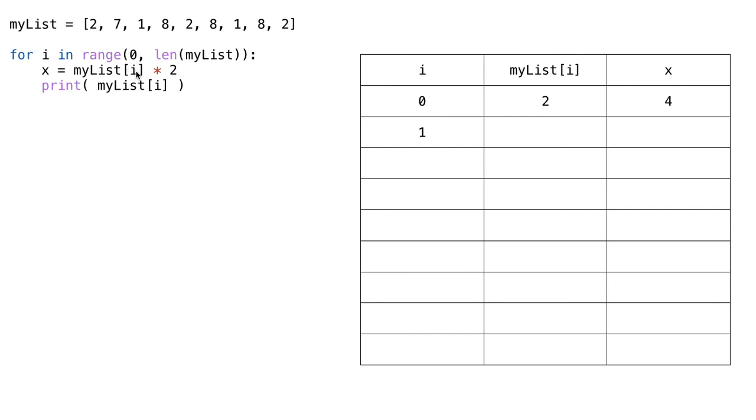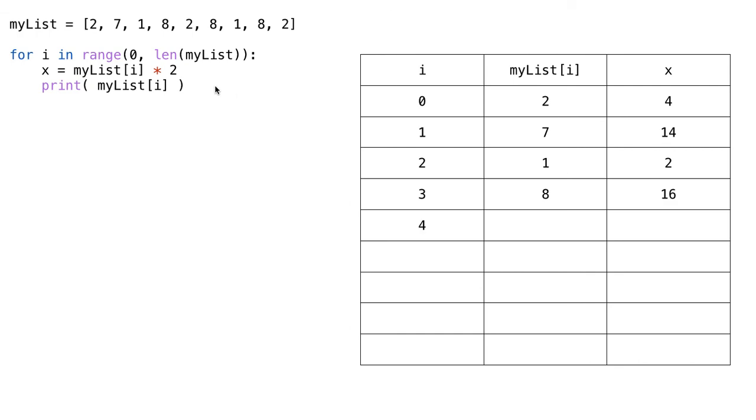Just like before, plugging this 1 into the brackets is going to pull out this entry, which is a 7. Then we're going to take that 7, multiply it by 2, and put that result in x. So now x should be 14 when we go through the second cycle through the loop. And then when i is equal to 2, again, we plug it into the brackets, tell the computer to pull out entry number 2, which is this 1 here, take that 1, multiply it by 2 to get the value of x. And then we go to i equals 3, same idea, pull out item number 3 from the list, which is this 8, take that 8, multiply it by 2 to get a result of 16 for x.